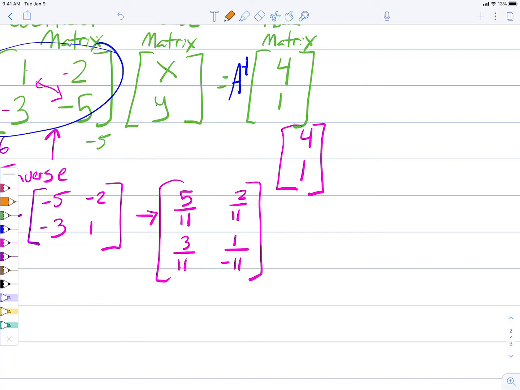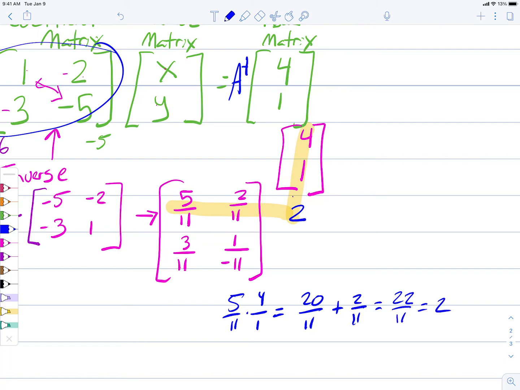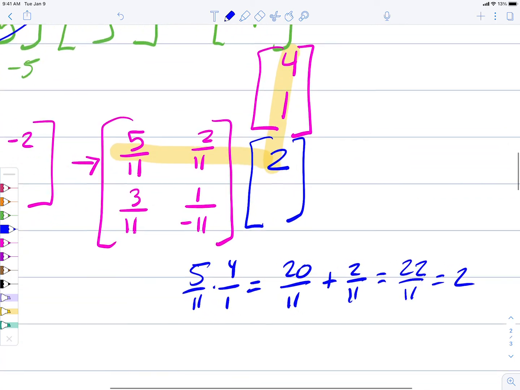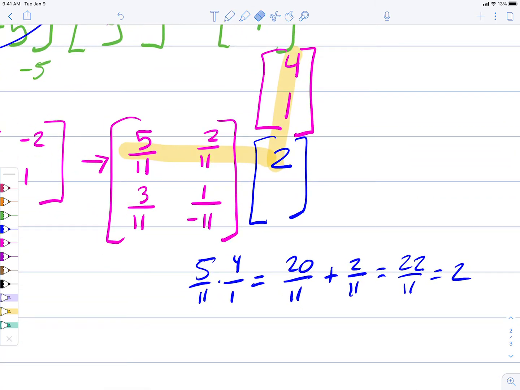Okay, so to do this one right here, I'm going to do 5/11 times 4/1, essentially, which is 20/11. And I'm going to add to that 2/11 times 1, which is essentially just 2/1, so just 2/11. And that gets you 22/11, which is 2. So there's 2. I just got a nice answer. You're definitely going to want to do scratch work for this stuff. Okay, so have a nice piece of scratch paper or work on the desk.